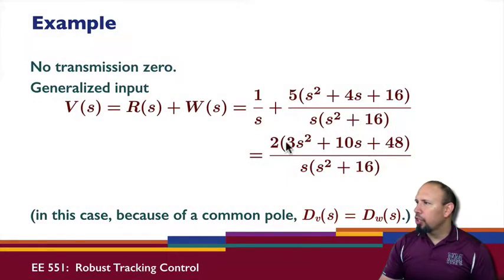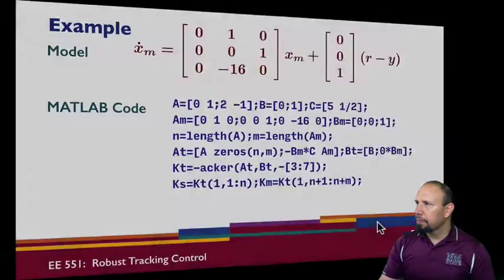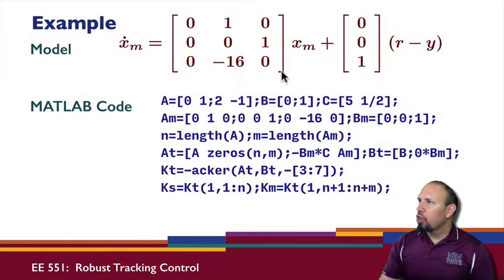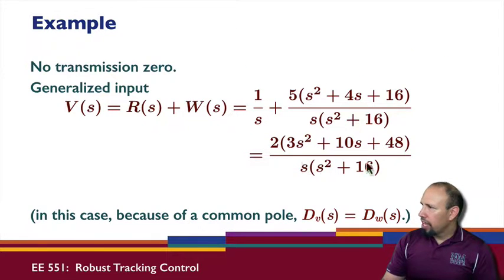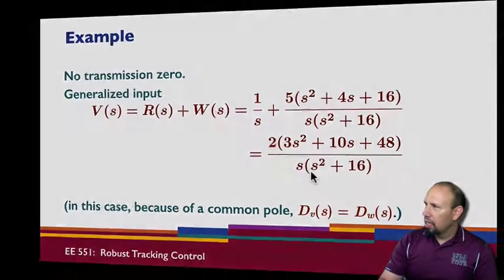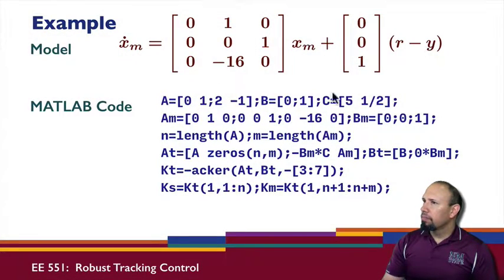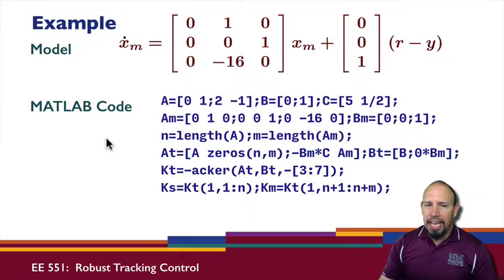Combining the two, we get this. Notice that the denominator here is the same denominator here. Basically what we're looking for is the least common denominator between these two functions. So dv is in fact dw in this case. This is our controllable canonical form model for this transfer function. We get this model. Now I use MATLAB code to compute the state feedback gain that I need.